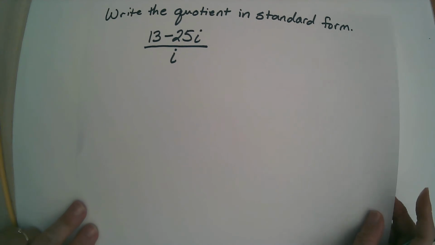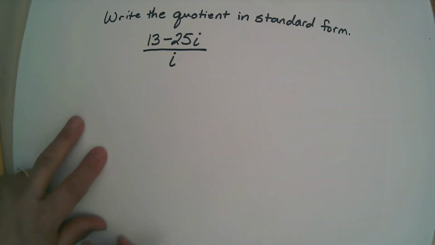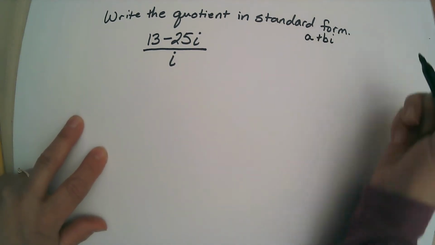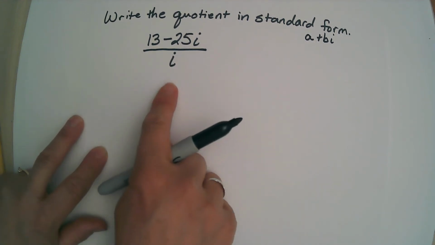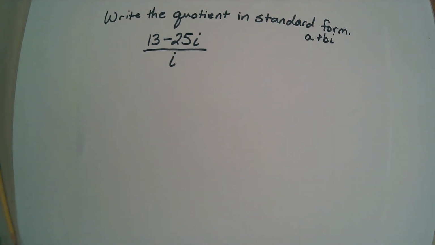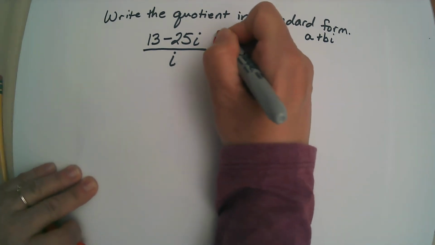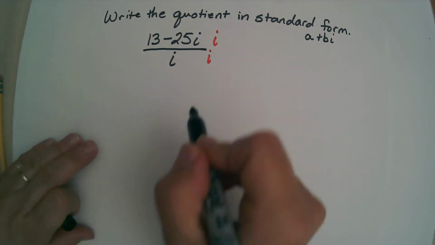Let's move to finding the quotient of two complex numbers, and we'll start with one that looks like this. Write this quotient in standard form. Standard form for a complex number is in a plus bi form, so we don't want any i in the denominator. For a problem like this, we can take care of that i in the denominator very simply by multiplying by i over i. For me, this feels a lot like rationalizing denominators when you're working with irrational numbers.